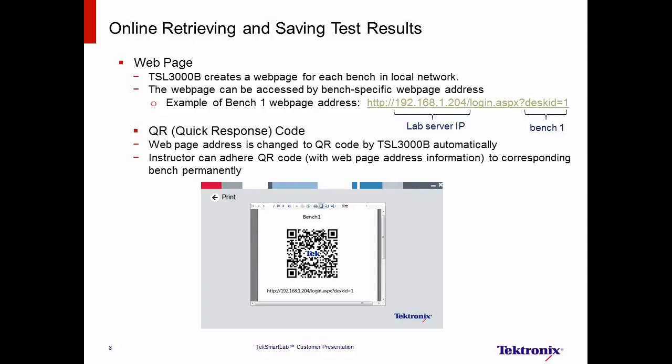QR code applications are quite popular among students, and many have smart devices with cameras to support QR code scanning. The TSL 3000B integrates the QR code generation function, so those bench-specific web page addresses can be converted to QR codes automatically. Then instructors or lab managers can easily print the QR codes and affix them to the corresponding bench.